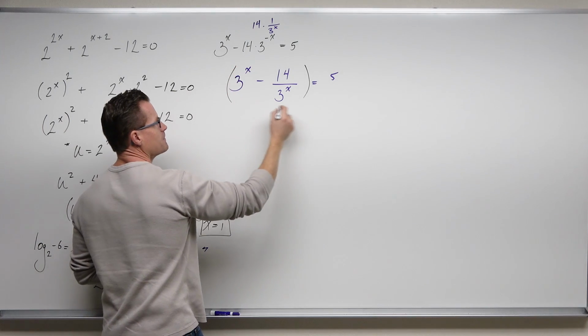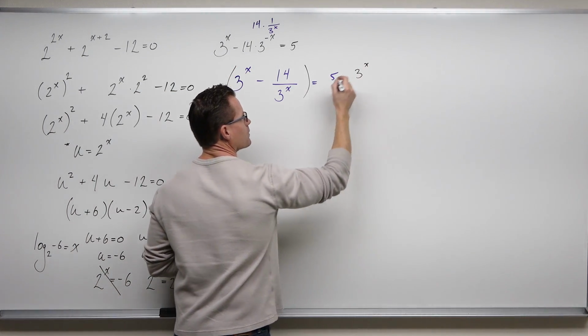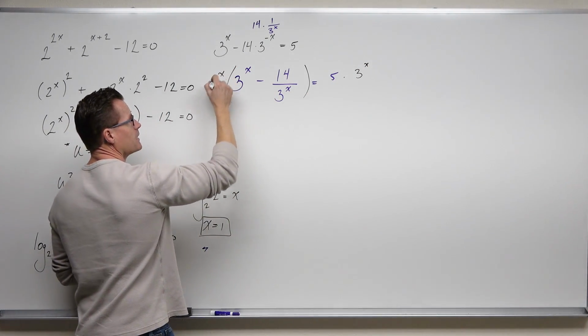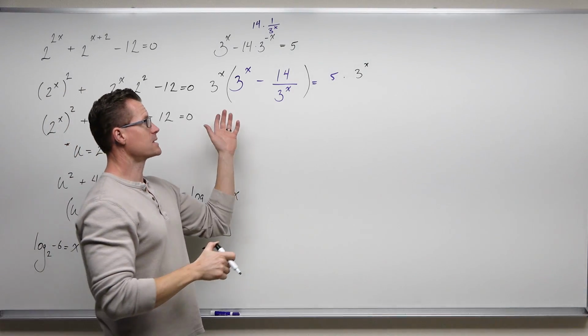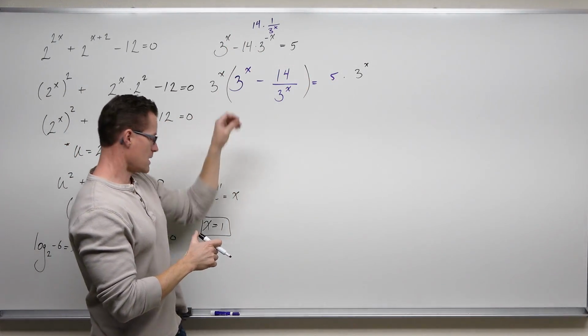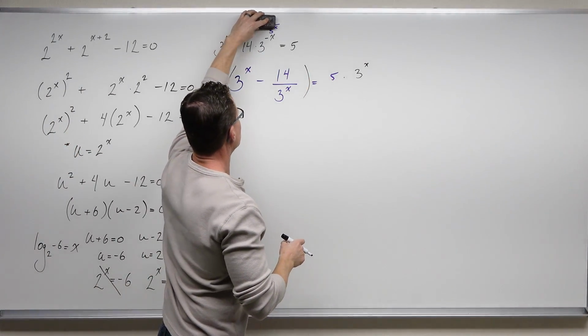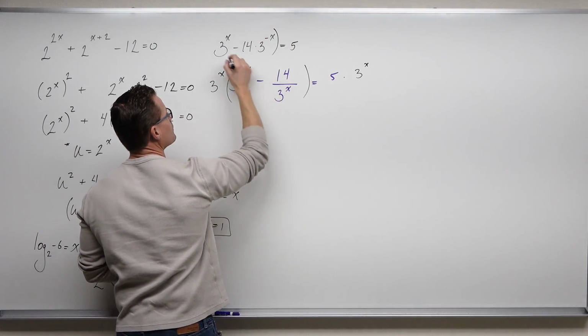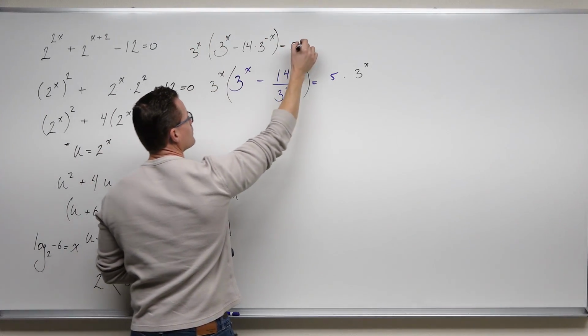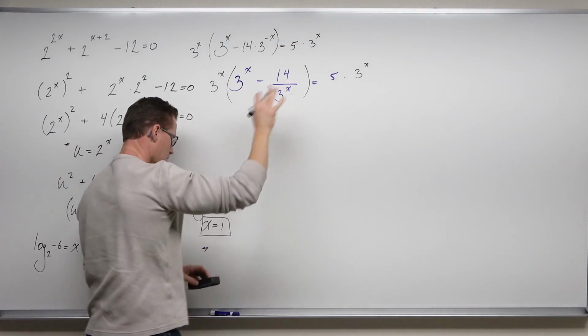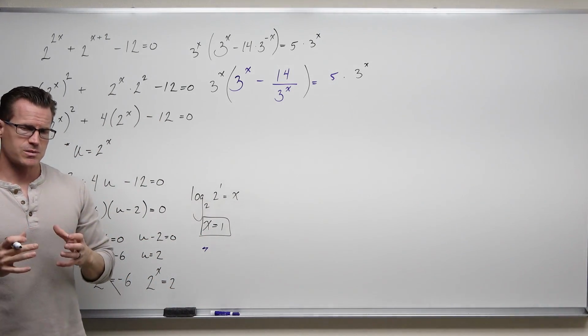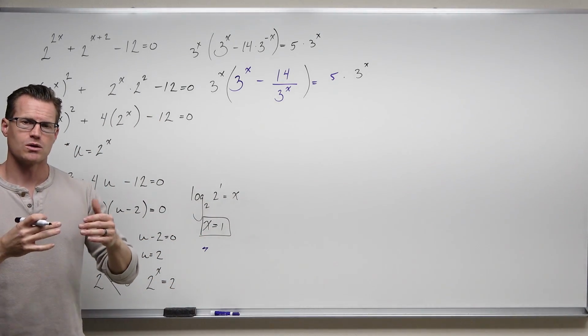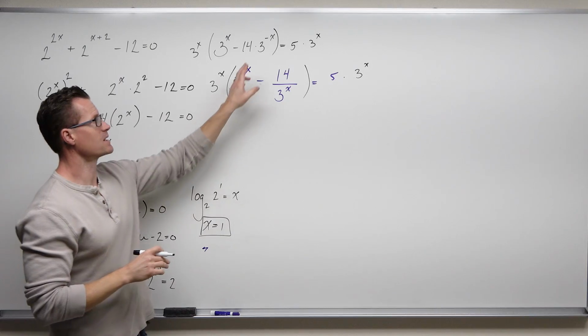Well, that's going to be 3 to the x. Now, you keep this in mind. It's got to be on both sides. Whether you do it here or here, doesn't matter. It has to be on both sides because you're multiplying an equation. So multiply both sides by whatever it takes to get rid of that negative exponent.